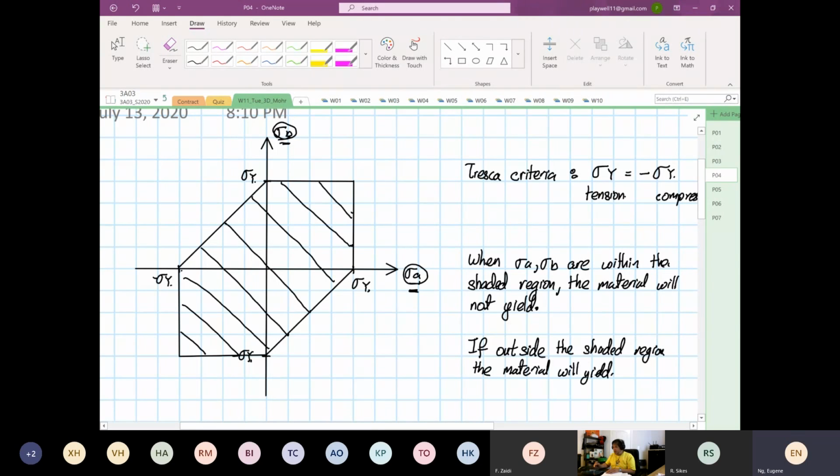So what I'm going to do, I'm going to stop here for now. When we come back on Thursday, I'm going to explain to you what this operating region actually means. Why within the shaded region is valid, outside the shaded region is not valid.